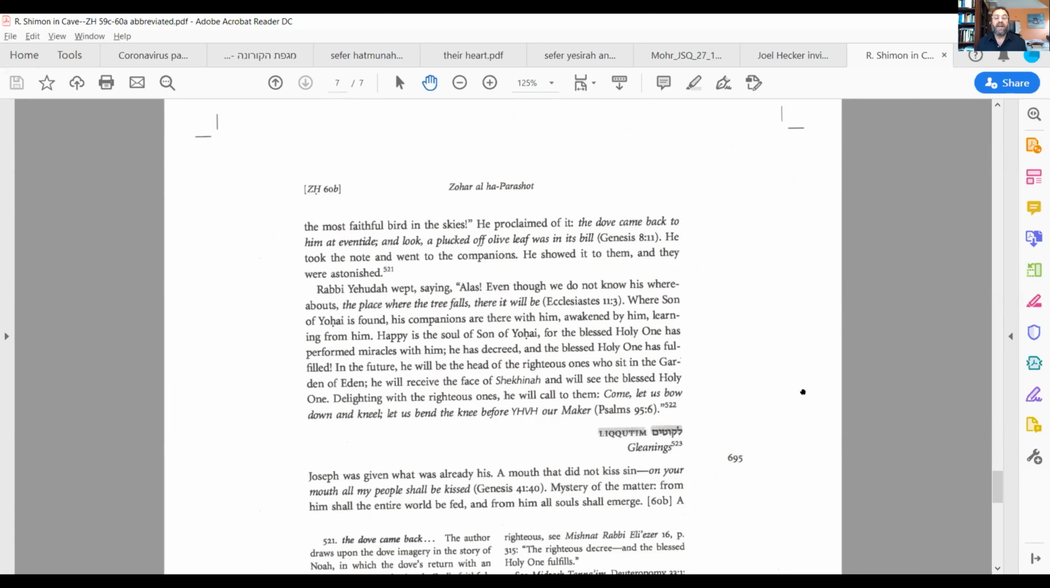Rabbi Yehuda wept, saying, Alas, even though we do not know his whereabouts, the place where the tree falls, there it will be. Where son of Yochai is found, his companions are there with him, awakened by him, learning from him. Happy is the soul of son of Yochai, for the Blessed Holy One has performed miracles with him. He is decreed, and the Blessed Holy One is fulfilled. In the future, he will be the head of the righteous ones who sit in the Garden of Eden. He will receive the face of Shekhinah and will see the Blessed Holy One. Delighting with the righteous ones, he will call to them, Come, let us bow down and kneel. Let us bend the knee before Yud, He, Vav, and He, our Maker.